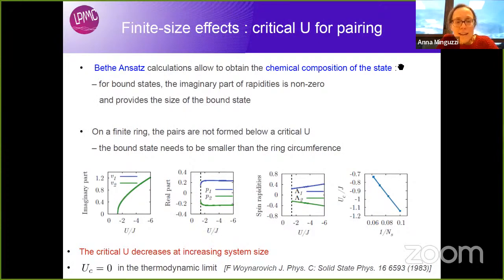Another issue that it was possible to study were the finite size effects. In particular, the fact that since we are on a ring, we cannot host pairs that occur for too weak attractions. We have, in fact, a critical interaction strength above which the pairs start to be formed, and we see that from the Bethe-Ansatz solution. But we also see that if we take a larger and larger system, the critical interaction to get onto this paired state decreases. And so we agree with the prediction that in the thermodynamic limit, we can form pairs at infinitely weak attractions.